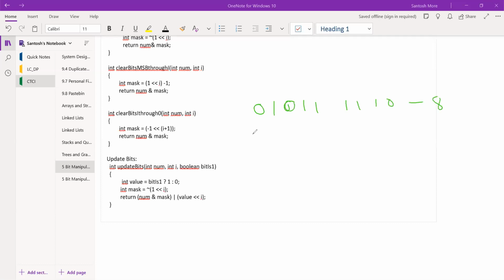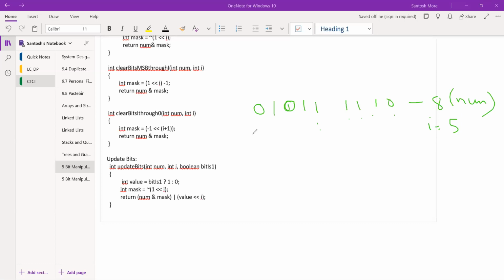And then if we want to clear something from here, this is 1 2 3 4 5, so our I will be equal to 5, and this is our number. So then I is 5. What do we do? Minus 1. So minus 1 will be represented as all ones, right?